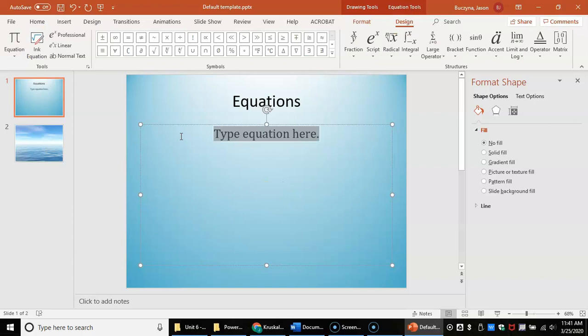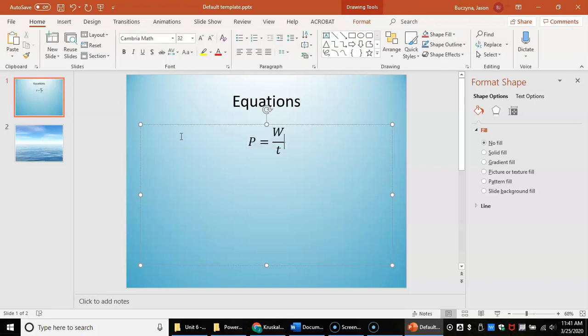And let's start with a physics equation. Power equals work over time. Notice after pressing the spacebar, it ended up working out in terms of the fraction. Now, it's important that you don't have any text on the line. For example, if I got out of this and I started typing, well, then it makes it nice and small, and it can be hard to see, especially if it's a complicated equation.